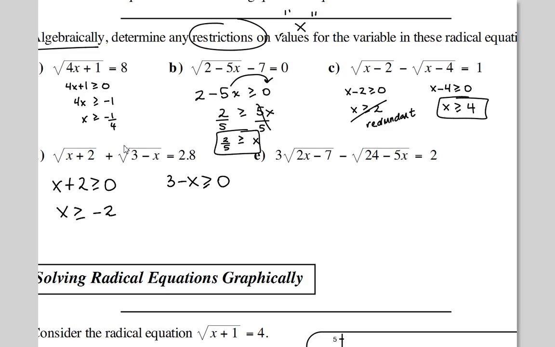And then for the other one, we have a negative lead coefficient. What should we do? Just put it on the other side. So leave the 3 there, leave the sign how it is, and move the x across. So now think about this.